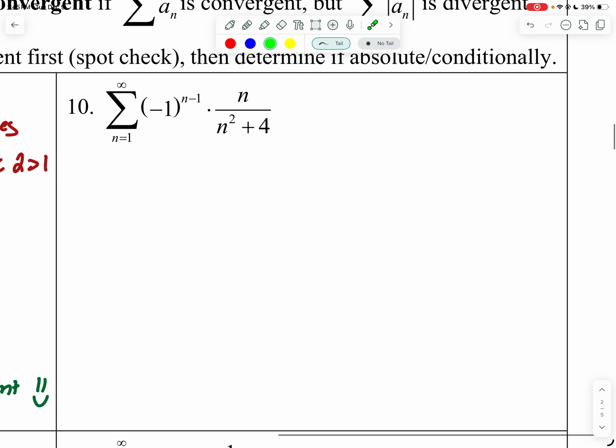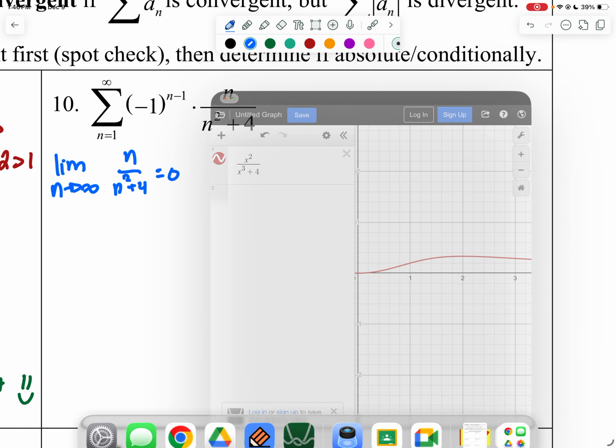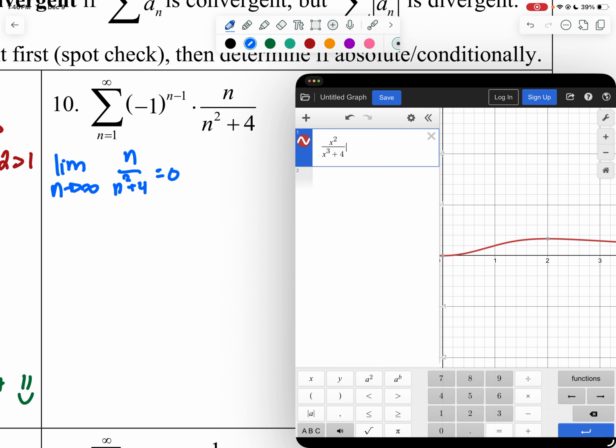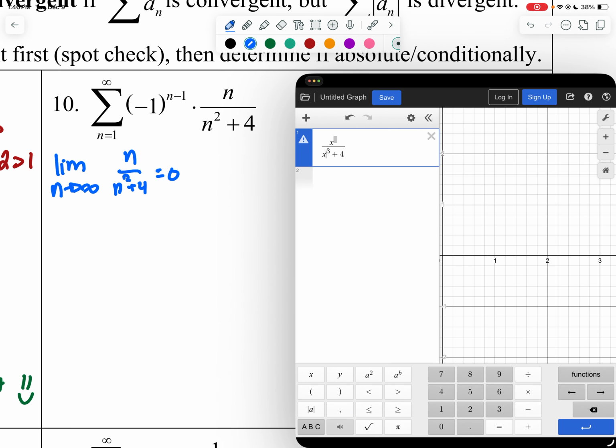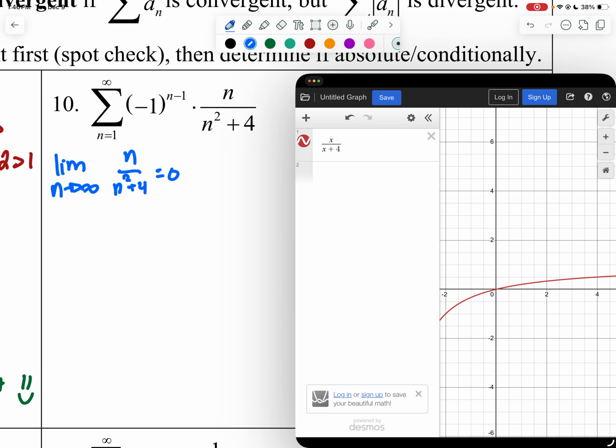All right, we're going to do the same thing with number 10 here. We're going to take the limit of this. The limit as n approaches infinity of n over n squared plus 4. That's approaching 0, so that's great. And then I'm not going to prove this. I'm just going to look at this, and we're going to pretend that this is decreasing right here. We'll probably look at this on Desmos and see if it's true. Oops, that's n squared plus 4.